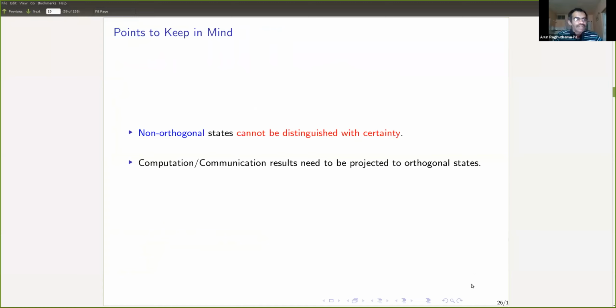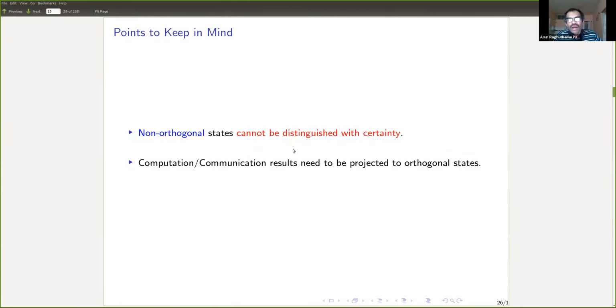It should tell you one thing: if I have two states, remember you can't eyeball a state. So if somebody tells you I have prepared a state either ket x or ket y, unless ket x and ket y are orthogonal, you can never tell with certainty whether it is ket x or ket y. Because if they're orthogonal, you can project them onto orthogonal subspaces and you can distinguish them, but if not, you cannot do that. So that is one thing that you have to keep in mind.